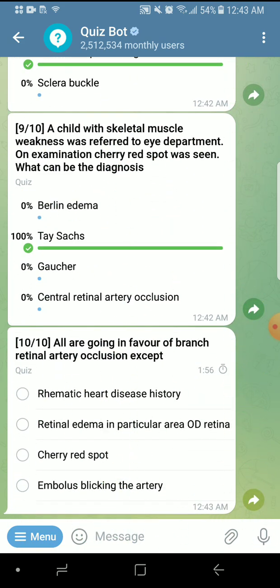And all are going in favor of branch. Branch means one quadrant or part of the retina is involved. Rheumatic heart disease is a history of artery occlusion. Embolus history is there. Retinal edema in a particular area of the retina is there. An embolus is blocking the artery. Please don't mind the spelling mistakes sometimes. But cherry red spot is central retinal artery occlusion. In branch occlusion, the patient presents with visual field defects in one quadrant, and there will be edema of the retina in the inner six layers. Treatment and investigation are the same, but cherry red spot is seen when the central retinal artery is occluded, not branch.